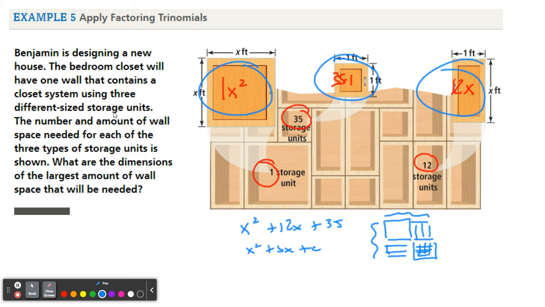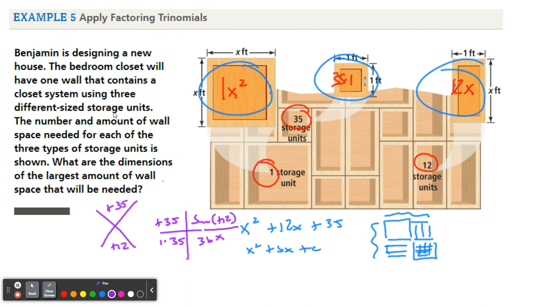So here is my x squared, positive c, positive 35, a positive b, 12. So we're looking for the factors of positive 35 that have a sum of positive 12. So everything's going to be positive. So 1 times 35, that's 36. Nope. 2 does not go into 35, 3 does not go into 35, 4 does not go into 35.